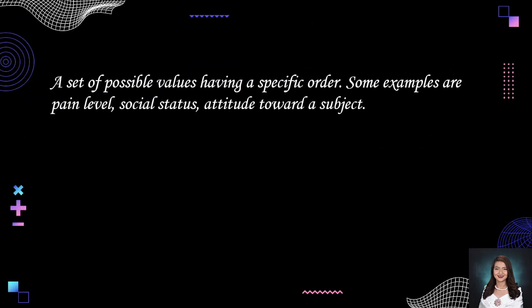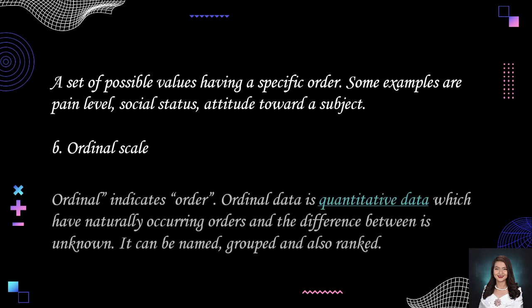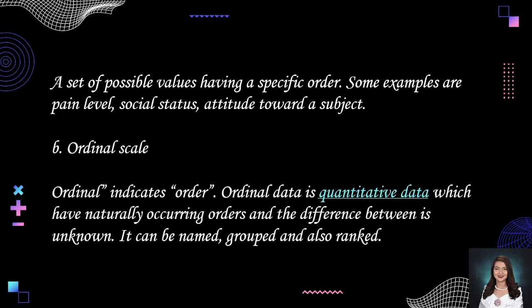A set of possible values having a specific order. Some examples are pain level, social status, attitude toward a subject. The correct answer here is ordinal scale. Ordinal indicates order. Ordinal data is quantitative data which have naturally occurring orders and the difference between is unknown. It can be name, group, and also rank.